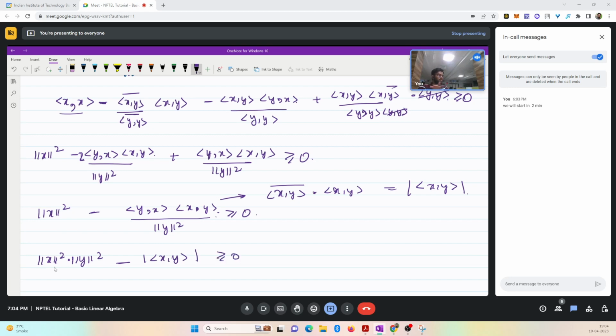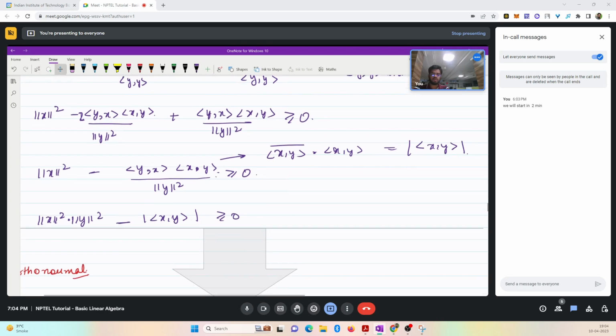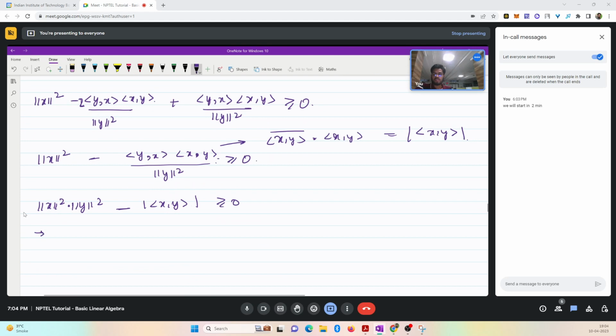So what I did is I took this y square this side and then multiplied it by 0. So this would mean that my norm of x square, this would be the square of the length, into y square is greater than or equal to, now if squares are greater, we can take the square root on both sides, and this is what we had to prove. Okay, so this is something that is called the Cauchy-Schwarz inequality.